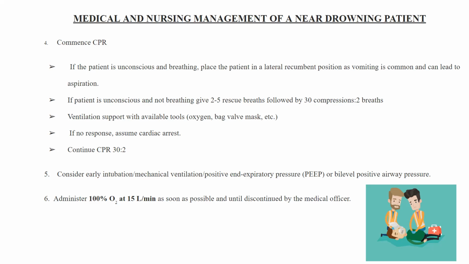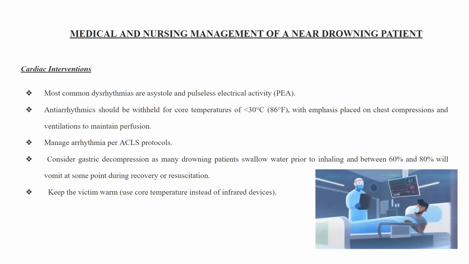Administer 100% O2 at 15 liters as soon as possible and until discontinued by the medical officer, which would be at the hospital. Some cardiac interventions. Most common dysrhythmias are asystole and pulseless electrical activity. Antiarrhythmics should be withheld for core temperatures of less than 30 degrees Celsius, so 86 degrees Fahrenheit, with emphasis placed on chest compressions and ventilation to maintain perfusion.